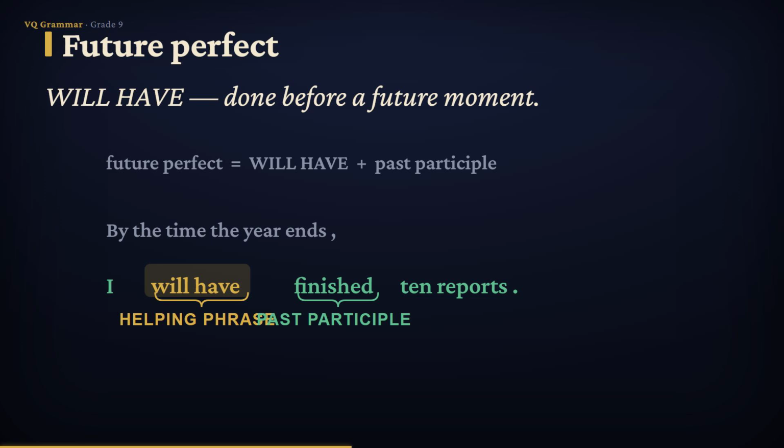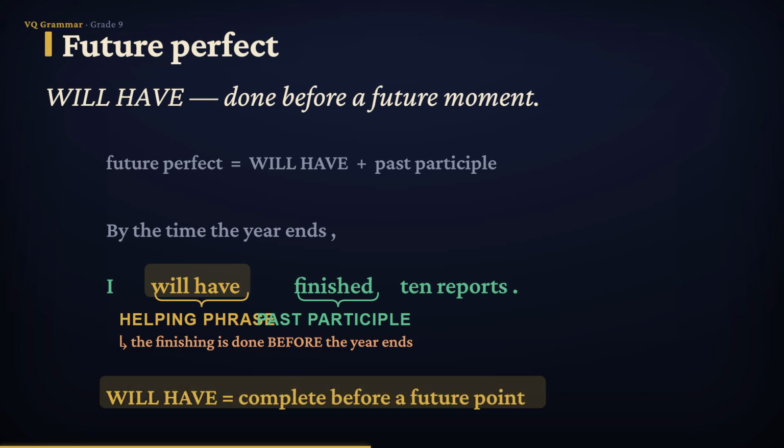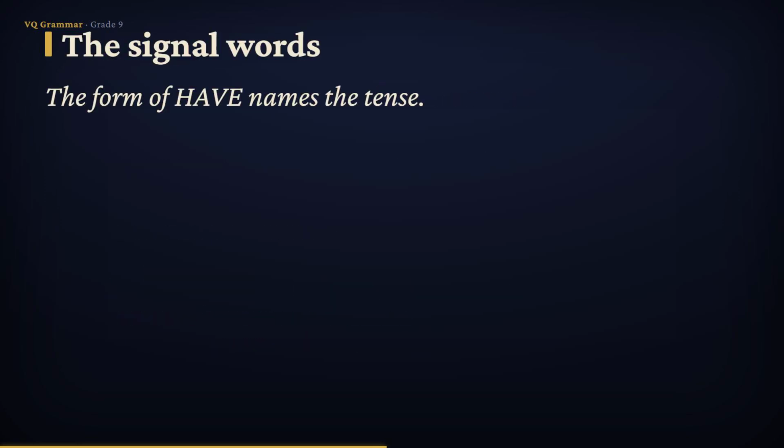Now, find the two future moments. The year ending is one point in the future, but the finishing of the reports happens before that point. So, will have tells us the action is already complete before that later future moment arrives. Whenever one future thing wraps up before another future thing, you reach for will have plus a participle. Here's the shortcut that ties it all together. Because every perfect tense uses a form of have, the exact form is your signal.